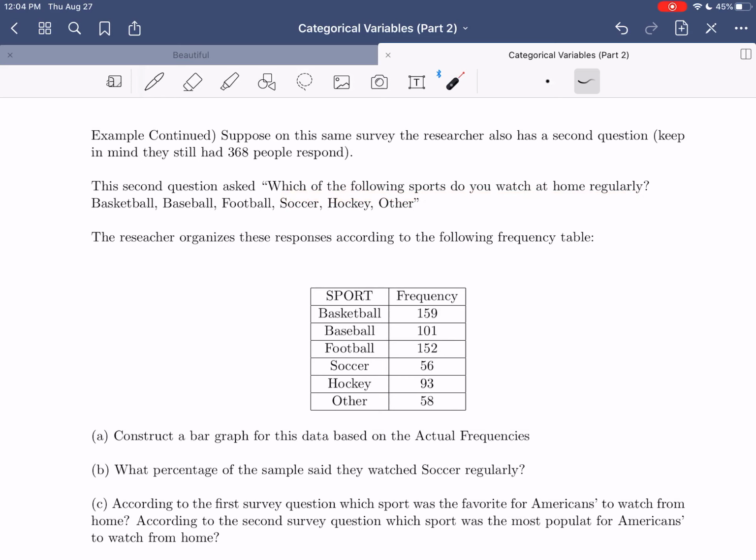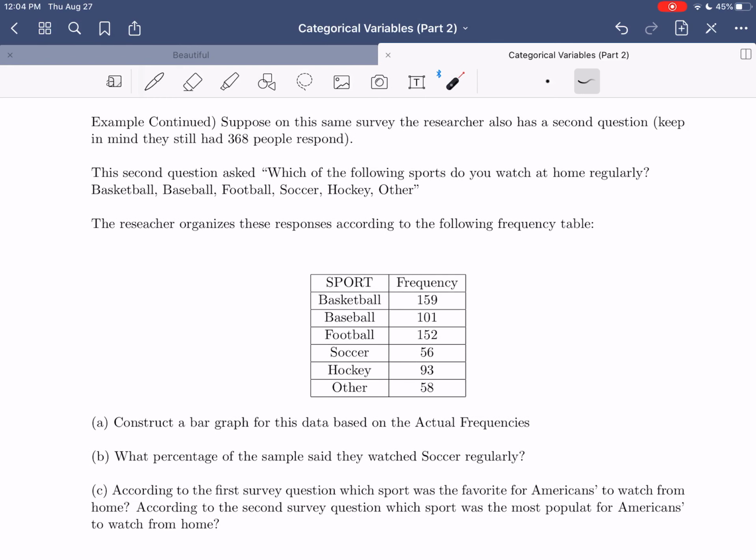It seems very similar, but keep in mind here, the big difference is that you're not asking them for their favorite sport. You're actually asking them for any sport that they watch at home regularly. So, same categories, but a differently phrased question. They organize these responses according to an actual frequency table. So here's the data here. 159 people said basketball, 101 said baseball, 152 said football, 56 said soccer, 93 said hockey, 58 said other.